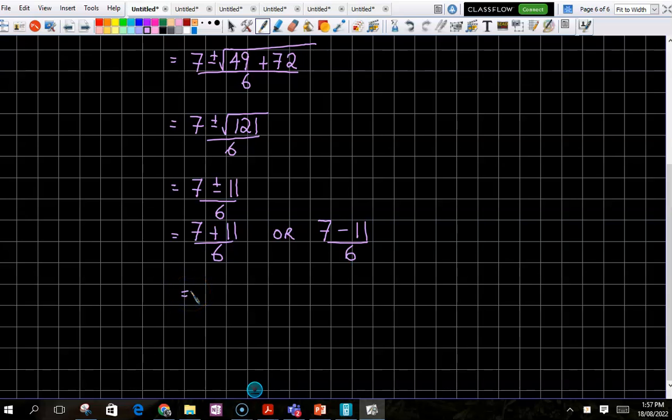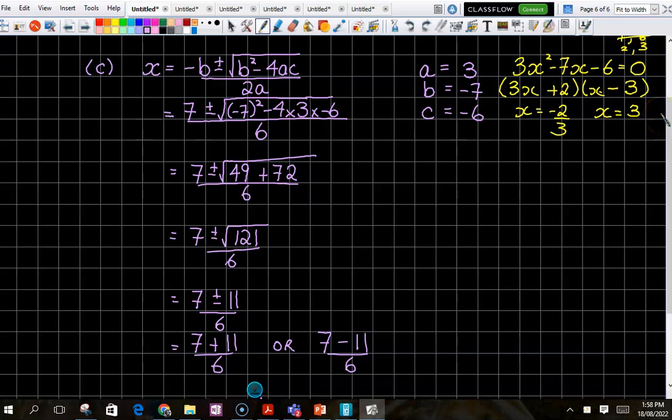Seven plus 11 is 18. 18 divided by 6. 7 take 11 is negative 4 over 6. Isn't that the same as minus 2 over 3? Same.